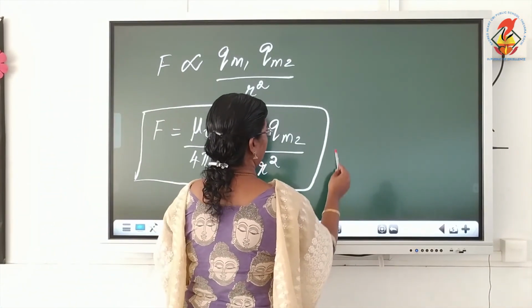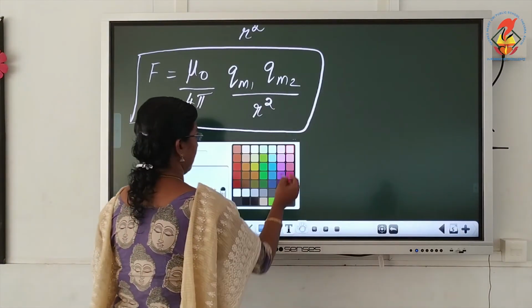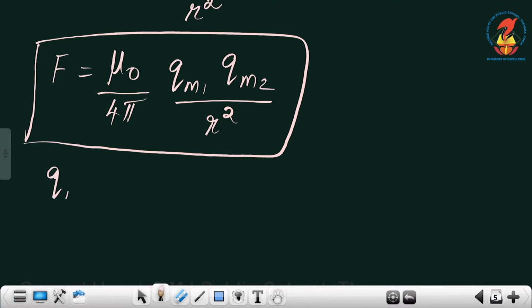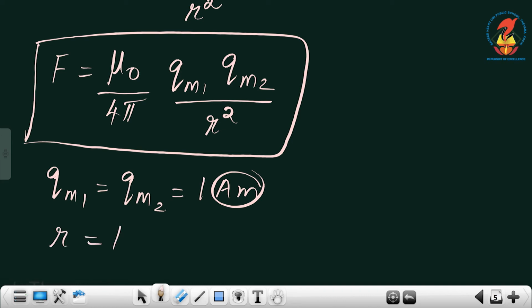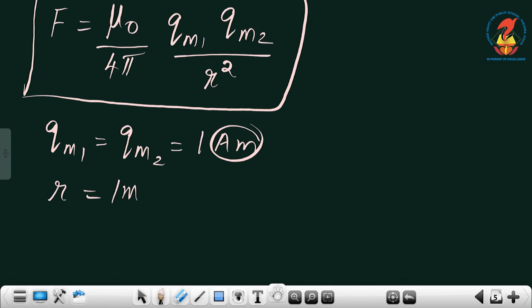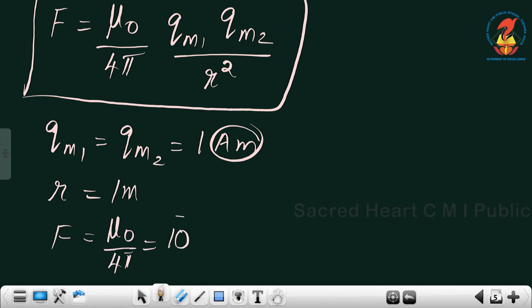If I am taking Qm1 equal to Qm2 equal to 1 ampere meter, where ampere meter is a unit of pole strength, and R is equal to 1 meter, then what happens? F becomes equal to mu 0 by 4 pi, its value is 10 raised to minus 7 Newton.